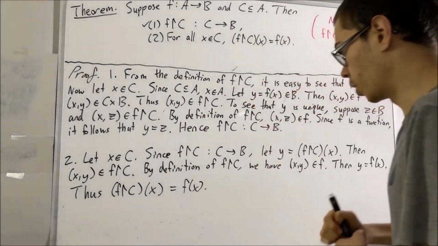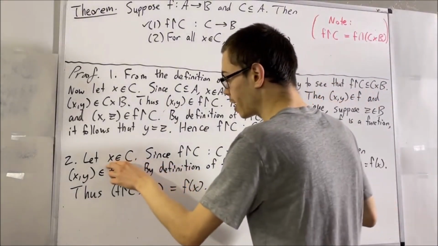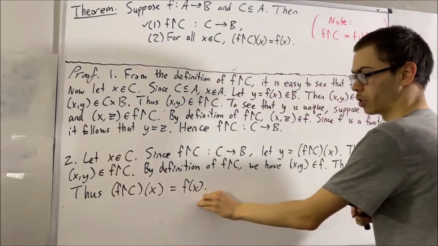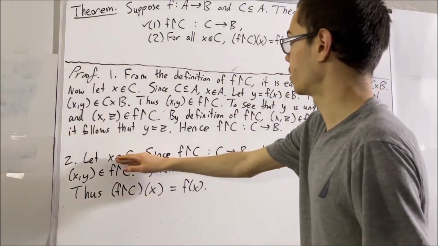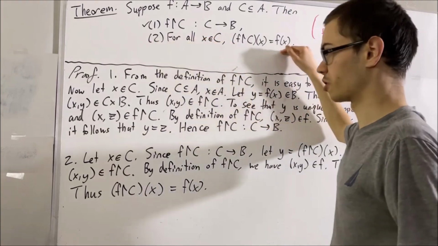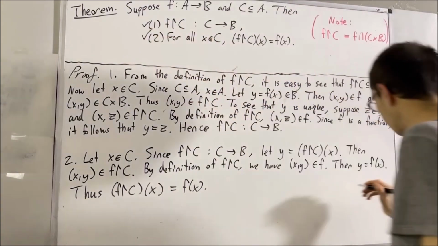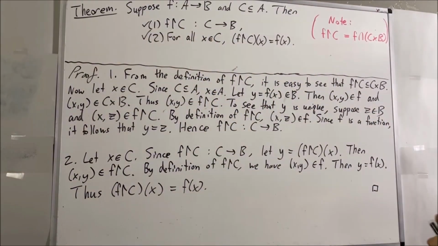So, putting this together, we gave ourselves an arbitrary element of C, call it x, and we proved that this statement has to be true. Since x was arbitrary, this means for every element in C, this is true. So we have proven number 2. So this completes the proof. And so yeah, that's pretty much it for this video.